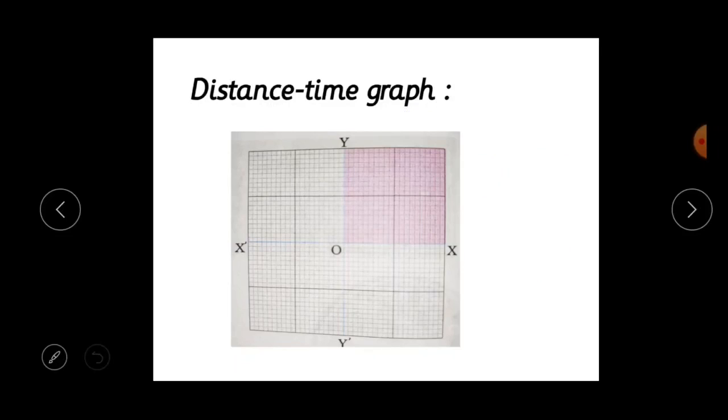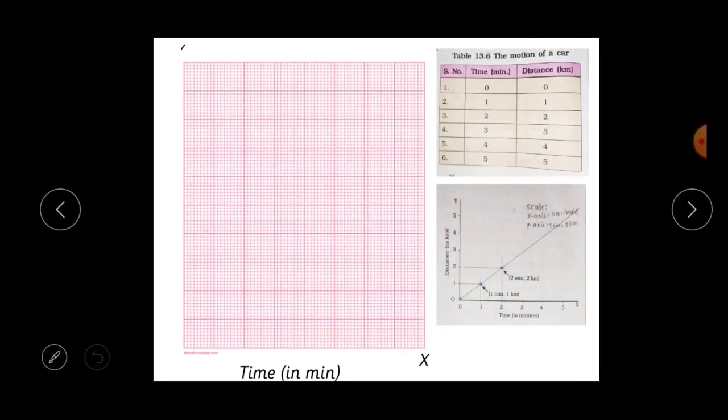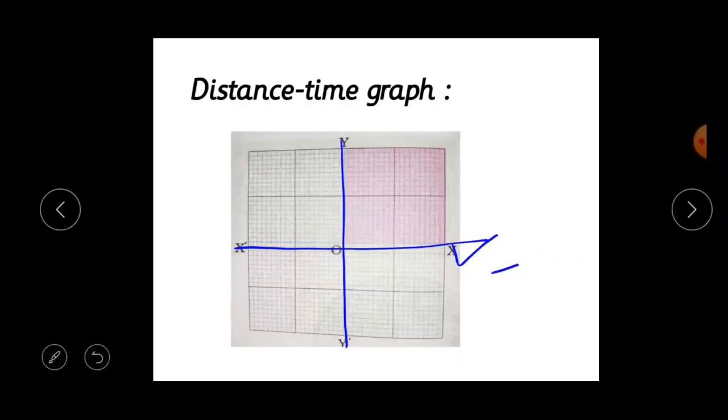You know the graph sheet, or graph paper. You will find this type of graph paper. First, take your graph sheet. It has two axes: here is the x axis and this is the y axis. On the right side you get the positive values of x, and upward the positive values of y. Here we get the negative values of x and y. We just need the positive values of x and y, like this.